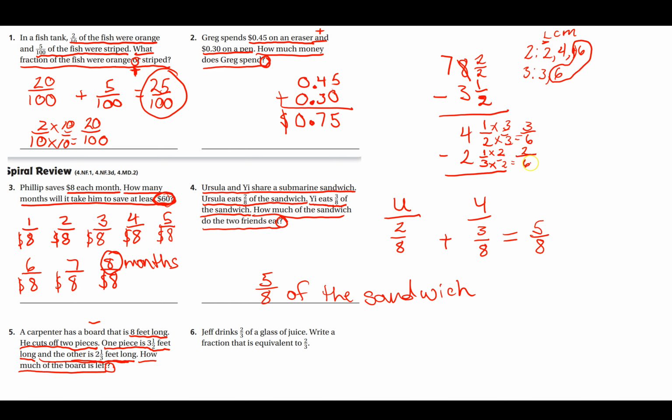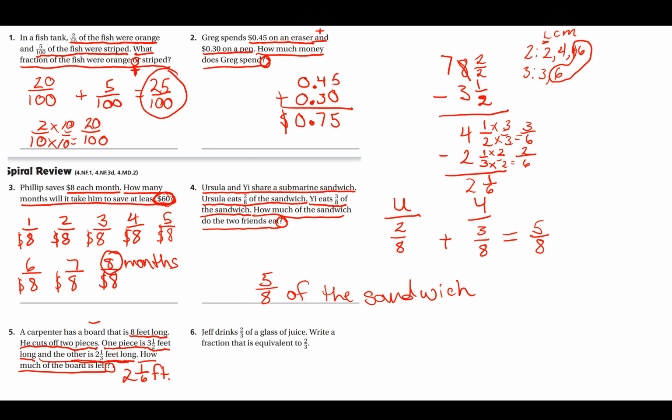So now that I have the same denominator, I want to keep the same denominator down in my answer. 3/6 minus 2/6 would be 1/6, and then 4 feet minus 2 feet would be 2 feet. So my answer here would be 2 feet, 2 1/6 feet. Okay.